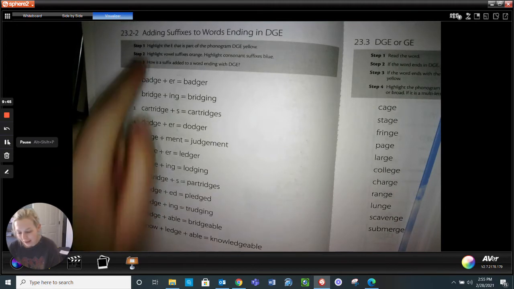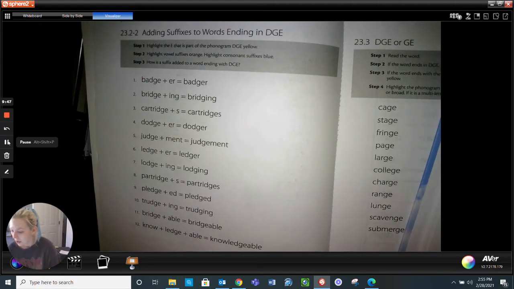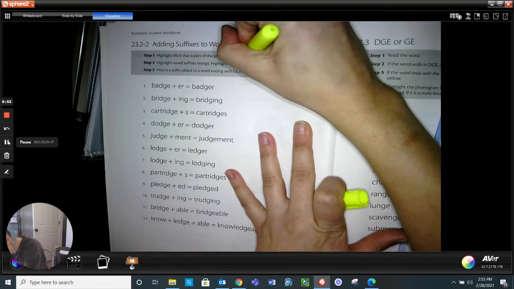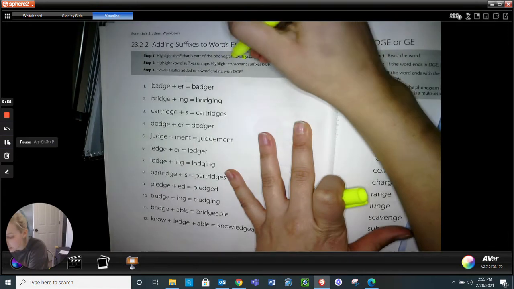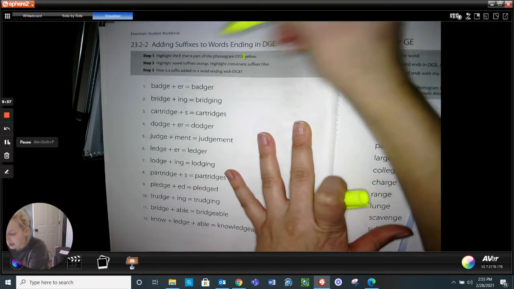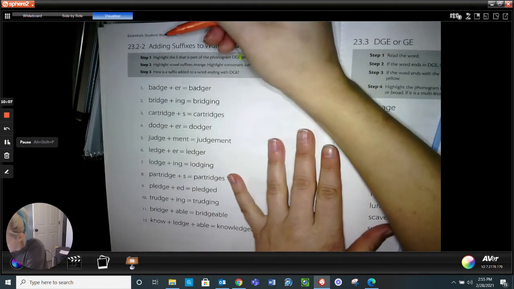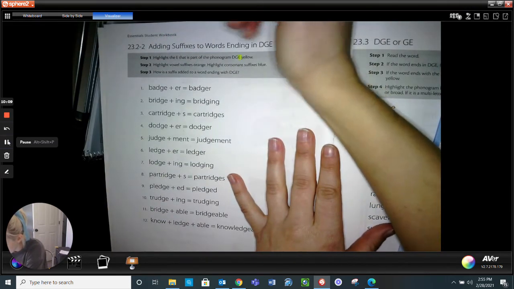Step 1, highlight the E that is part of the phonogram DGE yellow. So we want to highlight this E because it's part of the DGE yellow. And then highlight vowel suffixes in orange. I have an orange pen, so I will box my vowel suffixes orange.